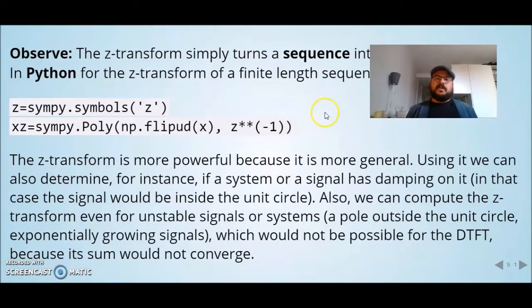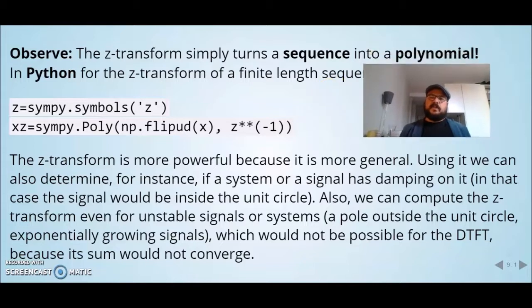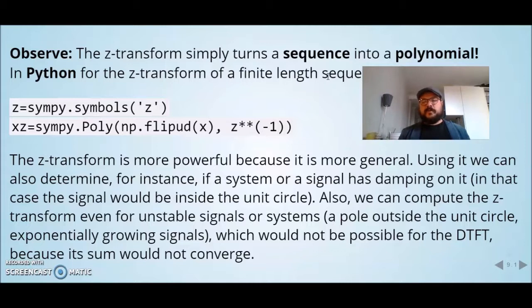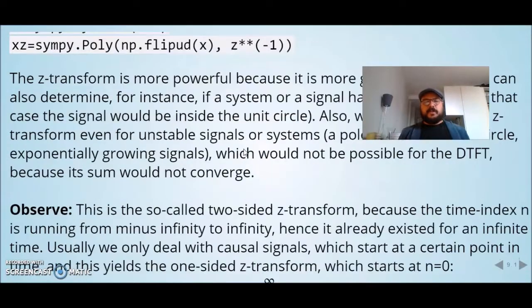So the Z-transform is more general than the DTFT, and it becomes more powerful because we can compute the Z-transform for unstable signals or systems. That would not be possible for the DTFT because the sum would not converge. We can determine if a system or a signal has damping. So if it lies inside the unit circle, we can see if it's unstable, if there are poles outside the unit circle generating exponentially growing signals.